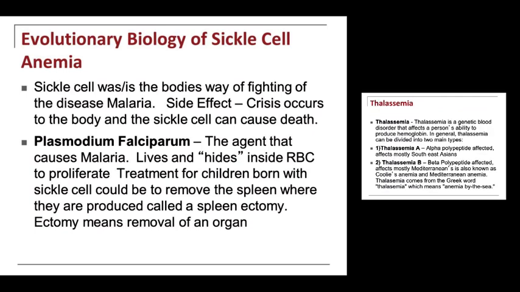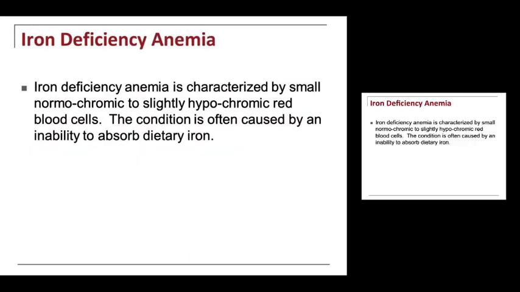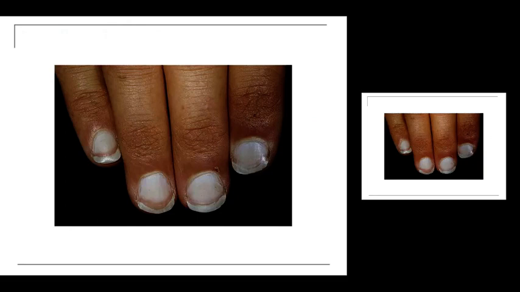Thalassemia is a genetic blood disorder that affects a person's ability to produce hemoglobin. There's thalassemia type A and thalassemia type B. You don't need to know the differences there, but thalassemia is genetic. Iron deficiency anemia is characterized by small, normochromic to slightly hypochromic red blood cells, and it's often caused by the inability to absorb dietary iron.